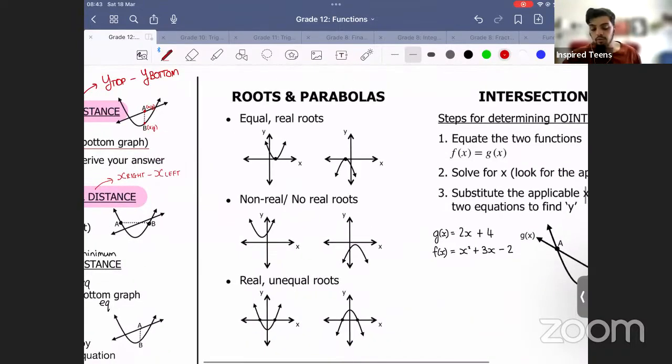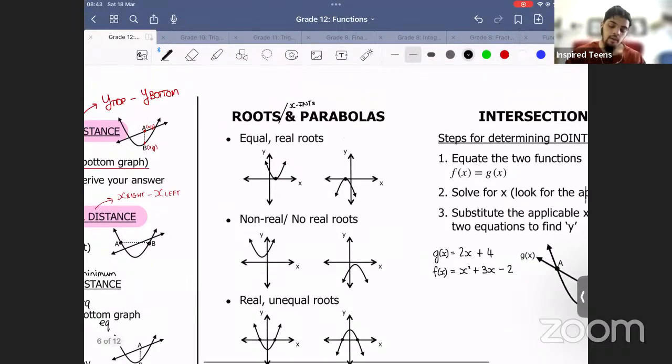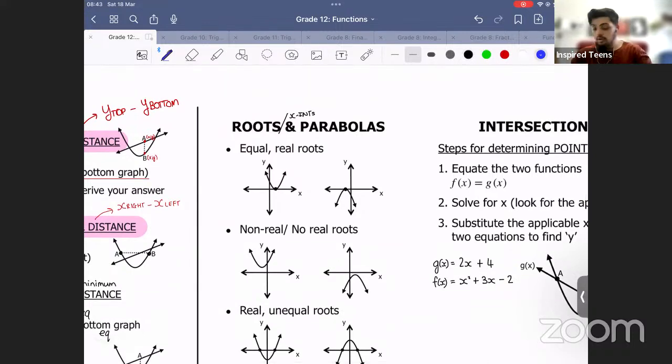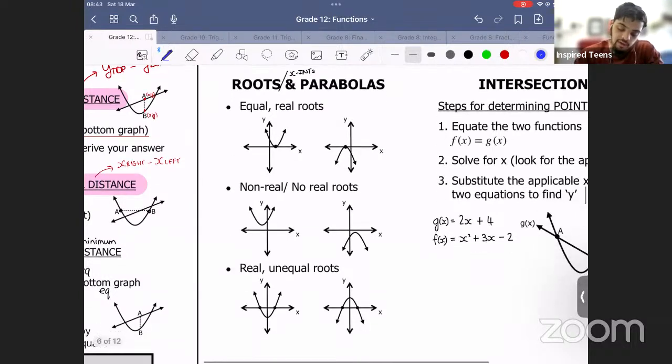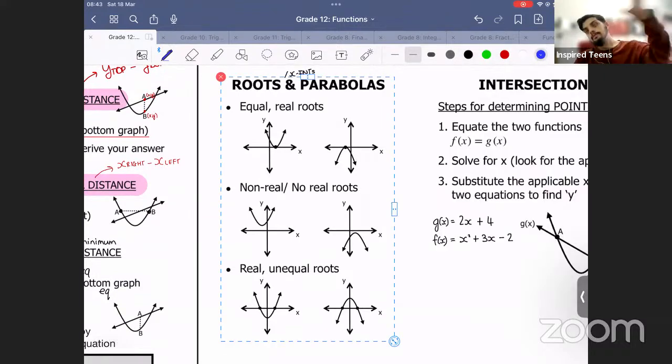Let's move on. Let's talk about the roots and parabolas. How do roots relate to parabolas? So roots, remember we said our x-intercepts. And when we talk about our x-intercept, we also talk about something called the discriminant, which I believe we've discussed before. Now the discriminant is basically just that triangle, and it's equal to b squared minus 4ac. Now for roots and parabola, we deal with this discriminant, and for each different case, we have a different case for our discriminant.